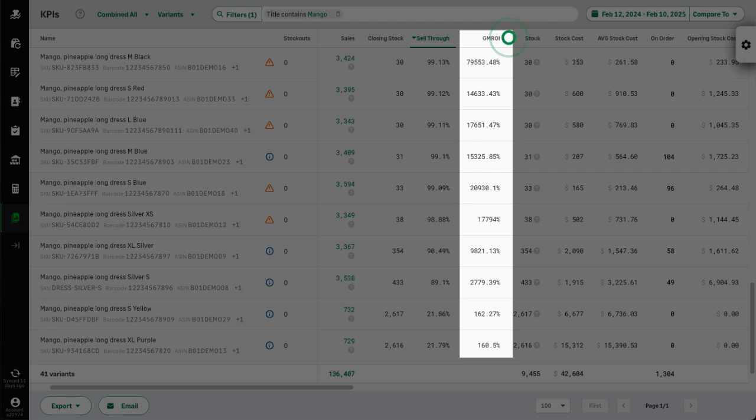Generally speaking, if your GMROI is greater than 1, it indicates that your business is generating more gross margin than you are spending on inventory. Alternatively, if your GMROI is less than 1, it indicates that your business is not generating enough gross margin to cover your inventory costs. Since GMROI ranges can vary widely across industries, it's very important for you to analyze your industry-specific benchmarks to make sure that your business is keeping up with your competition.